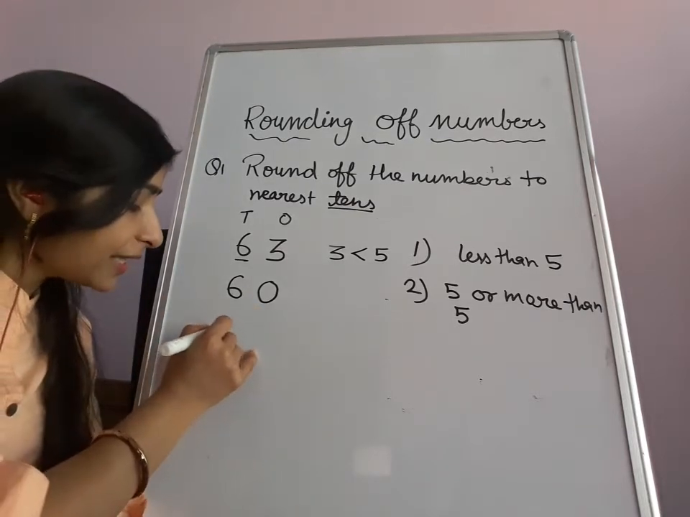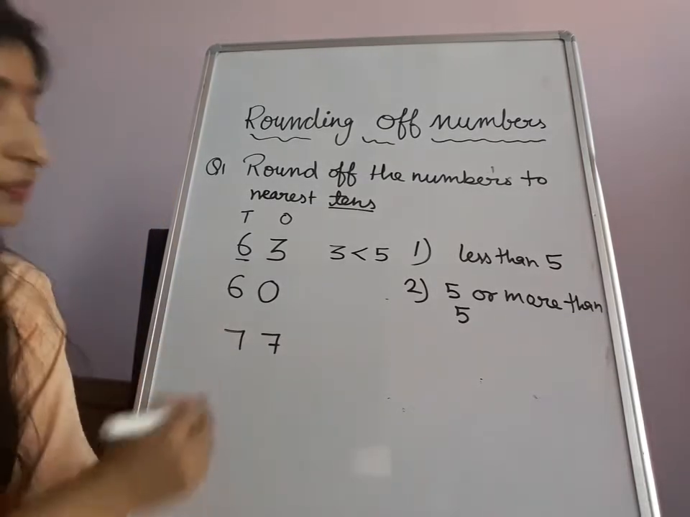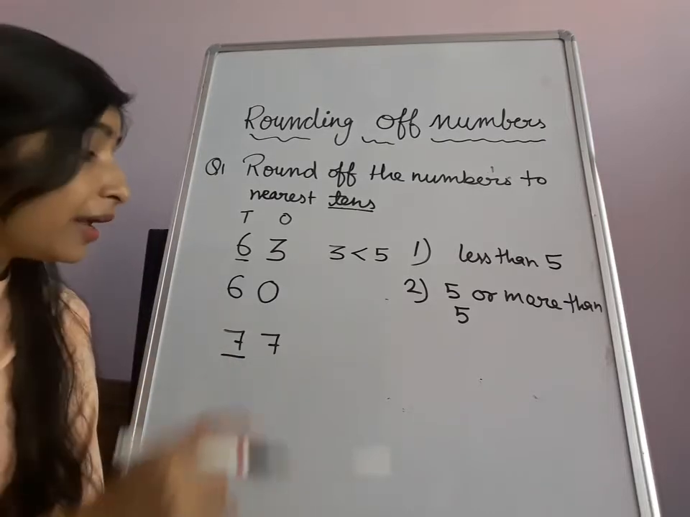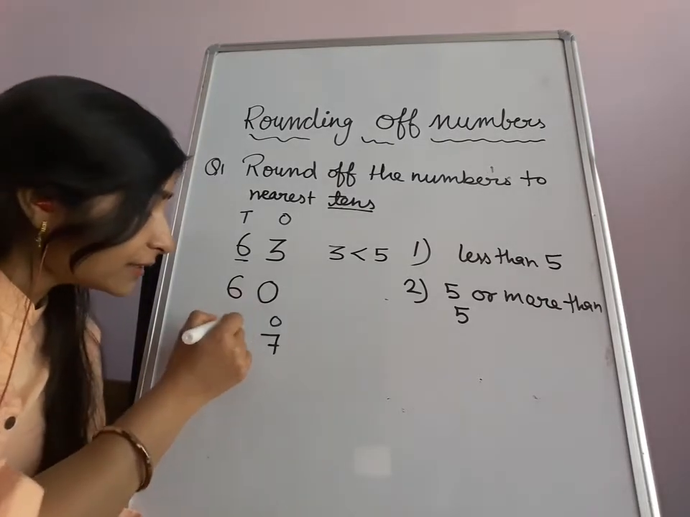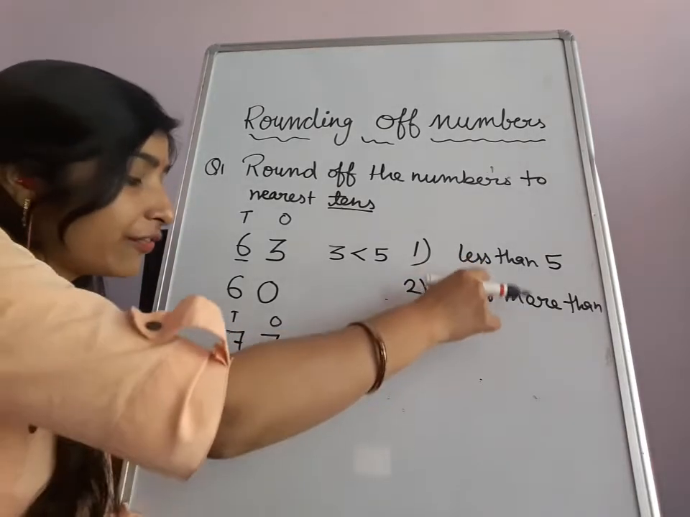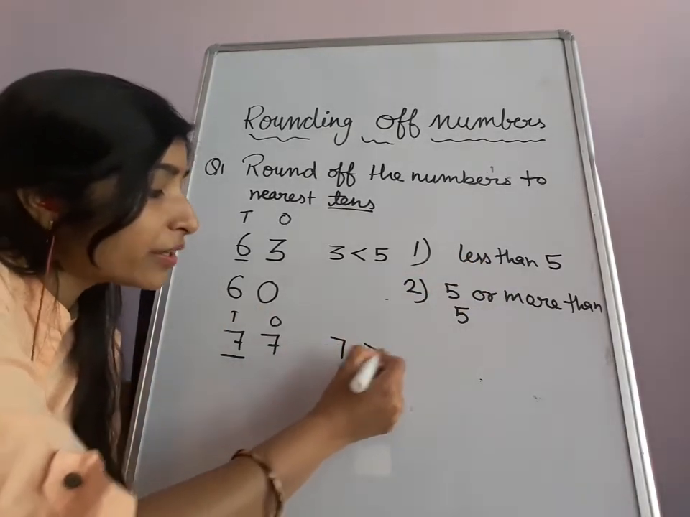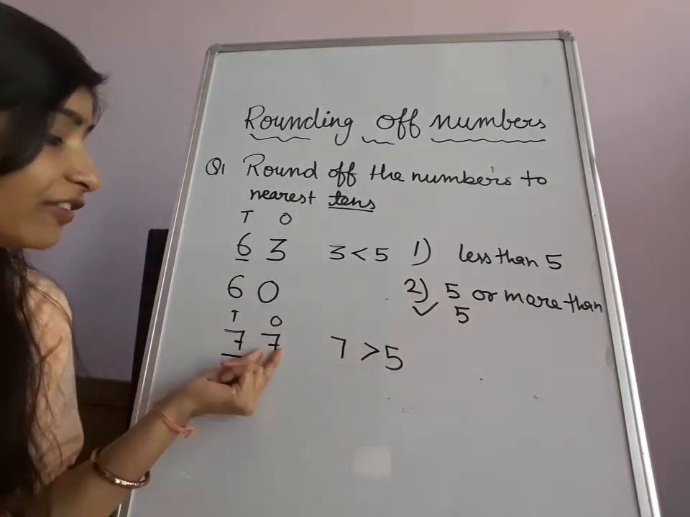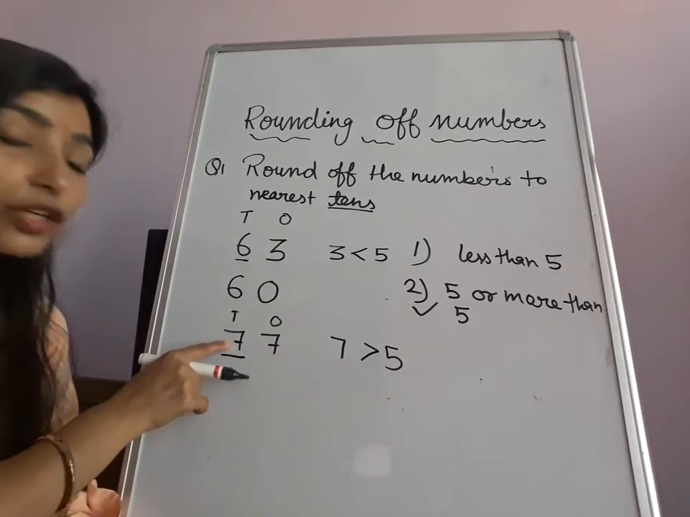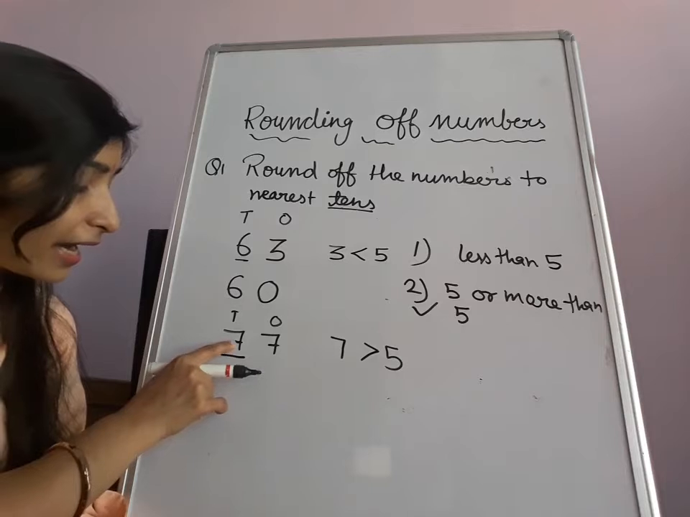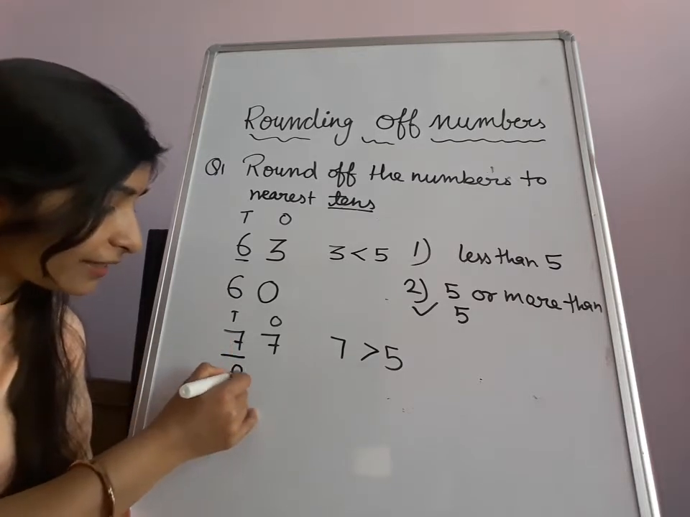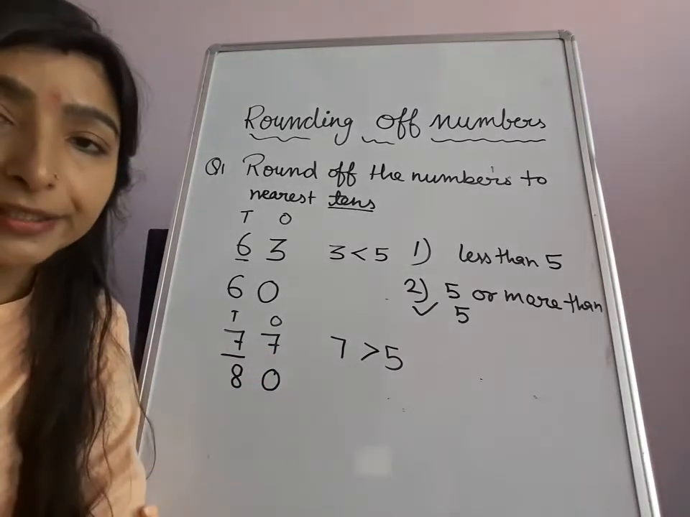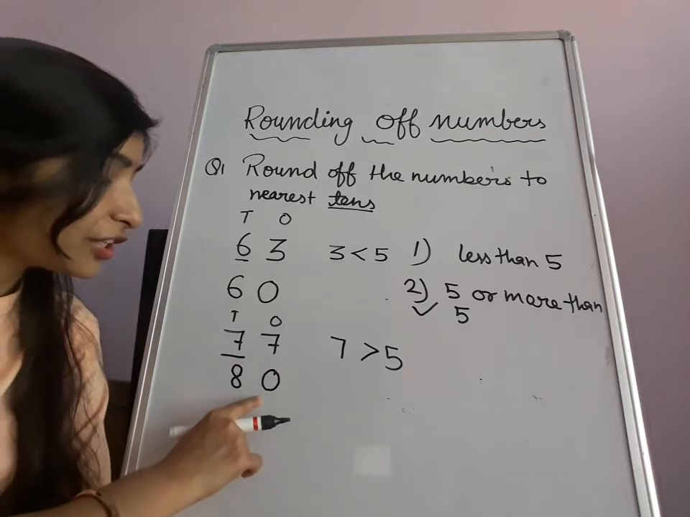One more example, I am taking 77. You have to underline the tens place, but you will compare this ones place with 5. Now 7 is more than 5. So this is the second condition, more than 5. So you will write the successor of this tens place. You will add 1 in this tens place. This becomes 8 and this becomes 0. So 77 is nearest to 80.